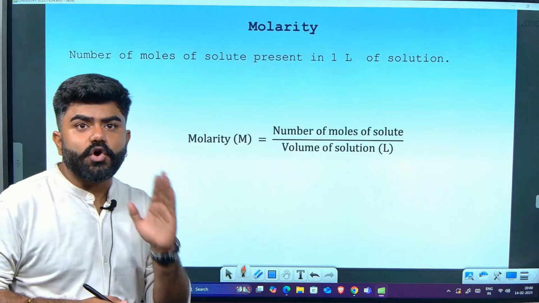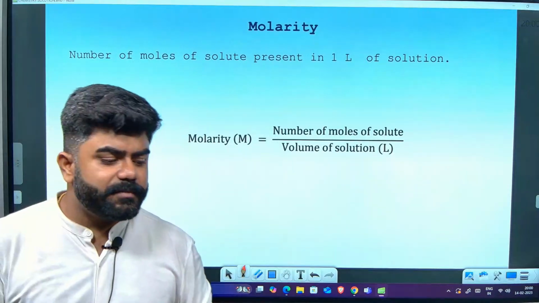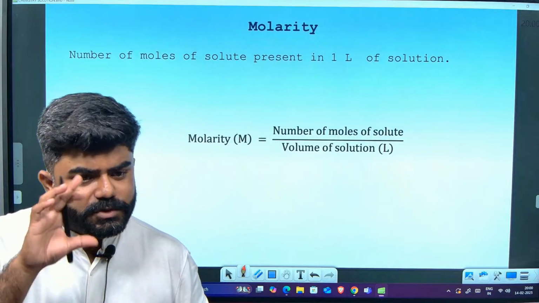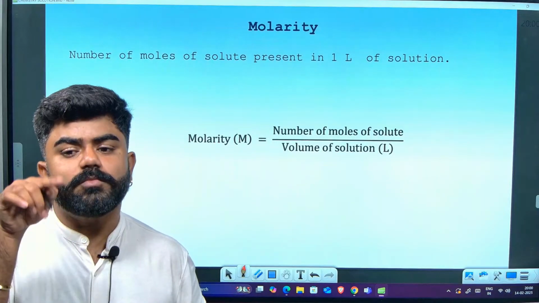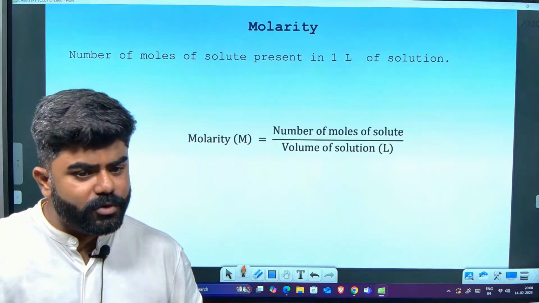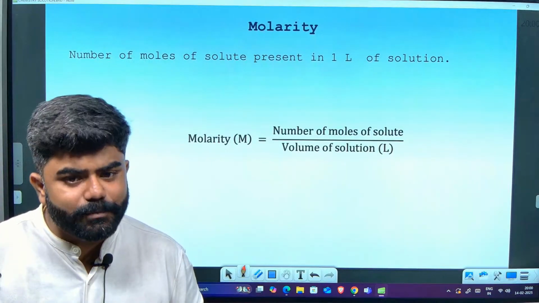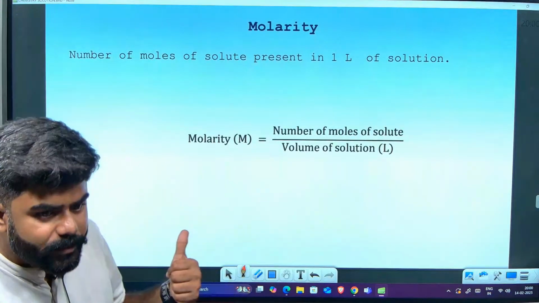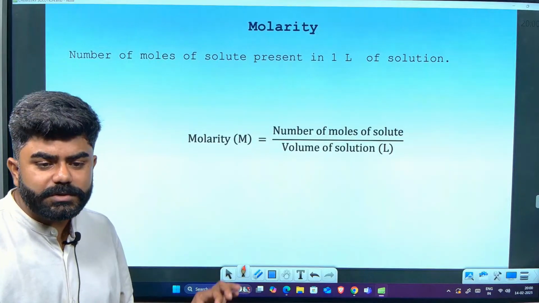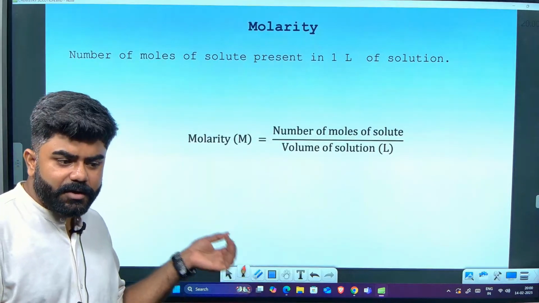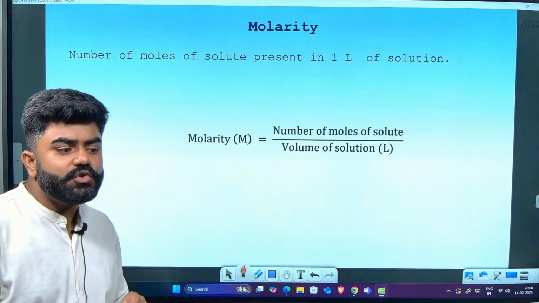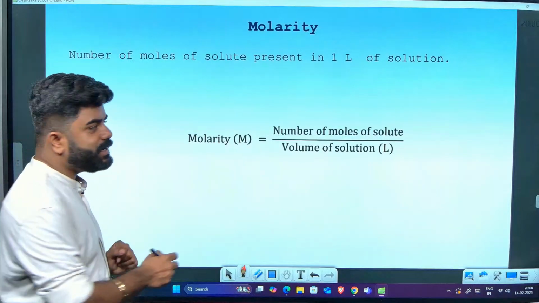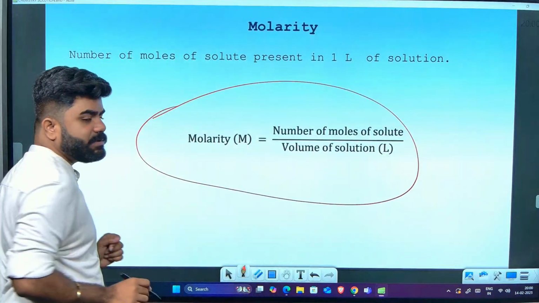Next very important concentration term is molarity. Have you seen in your chemistry lab how solutions are labelled, like 0.5 molar? They write a capital M. So that is your molarity. So what is the formula for it? Number of moles of solute in volume of solution in liter. Number of moles of solute divided by volume of solution in liter. This is a very important formula, so please make a note of this.